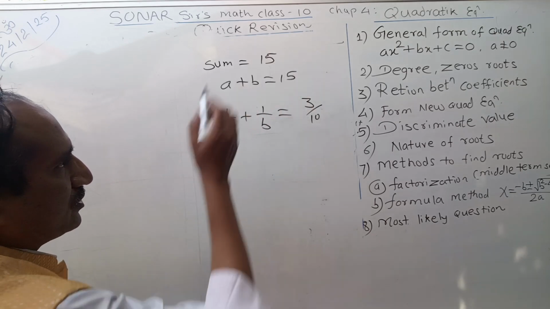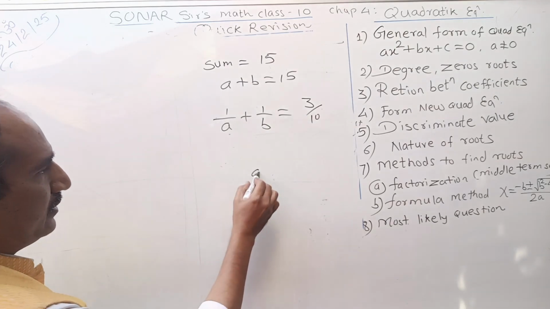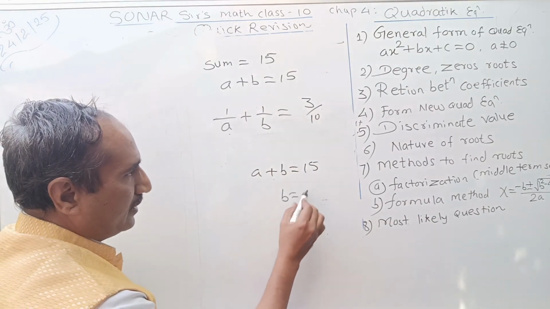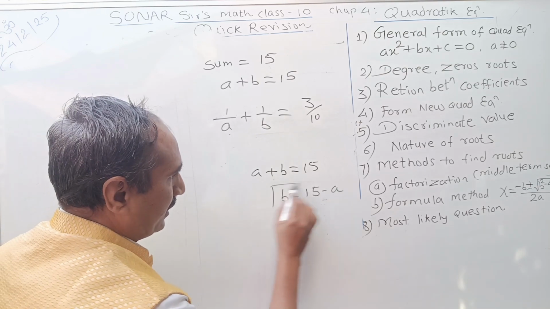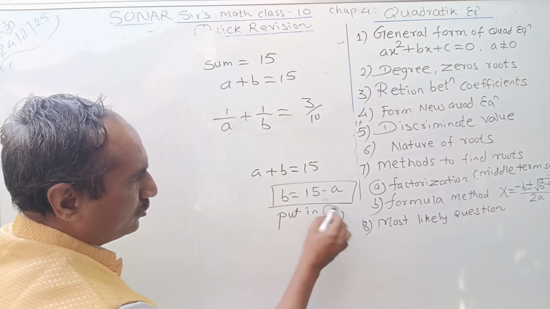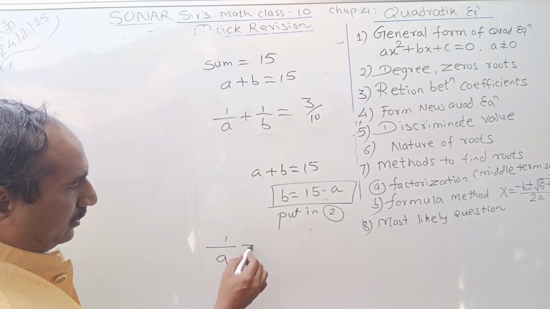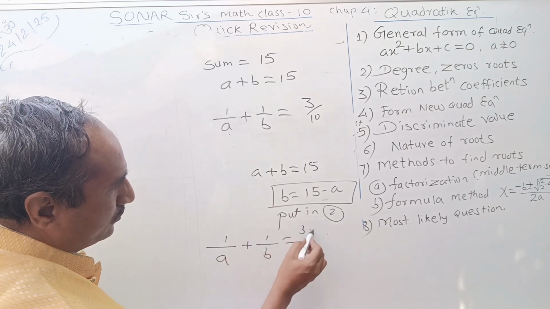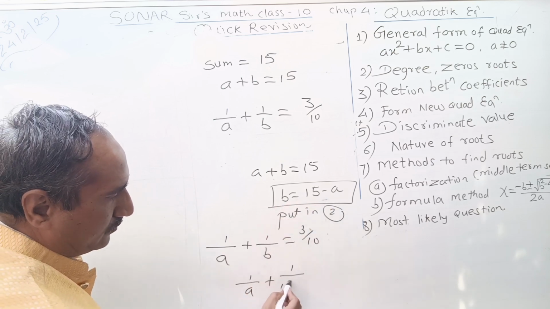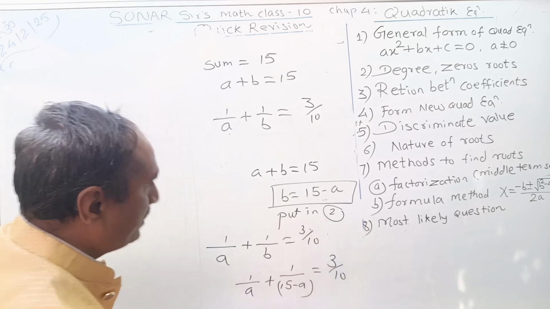So a plus b equals 15, and here 1 upon a, 1 upon b are given. So we'll simplify this. A plus b equals 15. We can replace b by 15 minus a. So this is our need. Put this value in equation 2. So we'll put this value in the second equation. 1 upon a plus 1 upon b equals 3 upon 10. 1 upon a plus 1 upon, in place of b put 15 minus a, equals 3 upon 10.